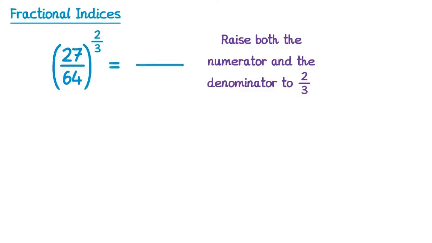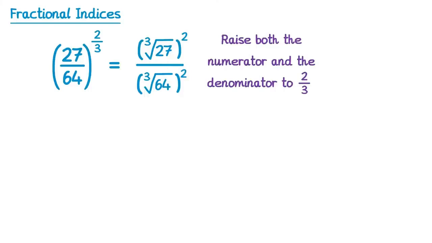So let's create a fraction, and on the top we've got 27 to the power 2/3, which we know means the cube root of 27, and then you square it. And then on the bottom we've got 64 to the power 2/3, so that means the cube root of 64, and then we square that. So let's work these out separately.